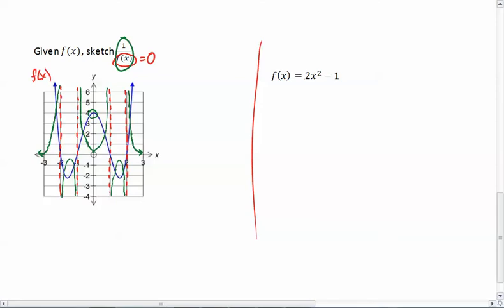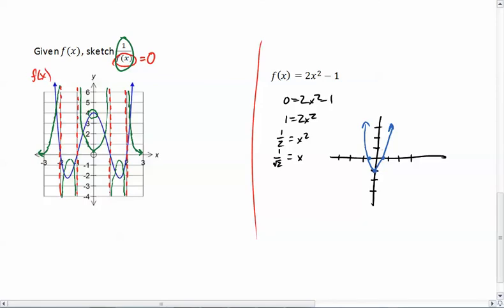Let's see if you can do it for this one. All right, I'm going to give you a minute to draw the graph. The best way to do this is to draw the graph first and then make your interpretations from there. So I'm going to pause it. You go ahead and work. You pause the video, and then we'll go from there.